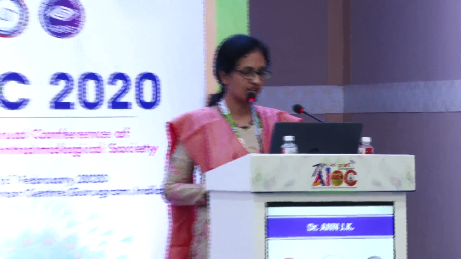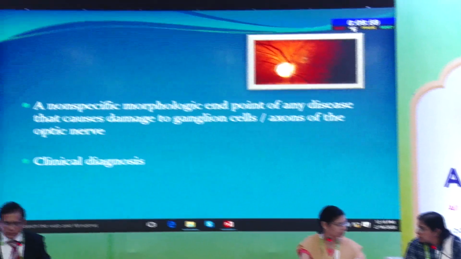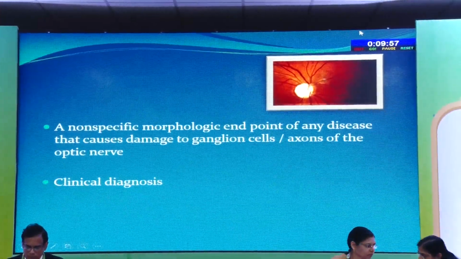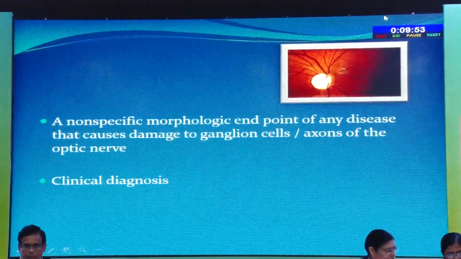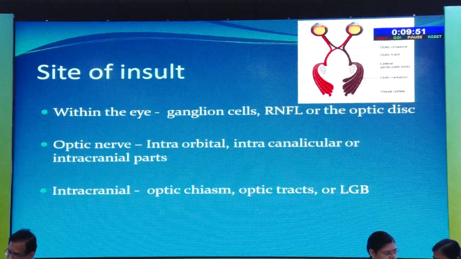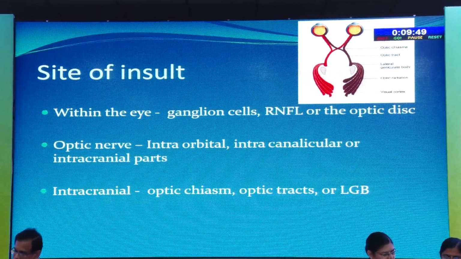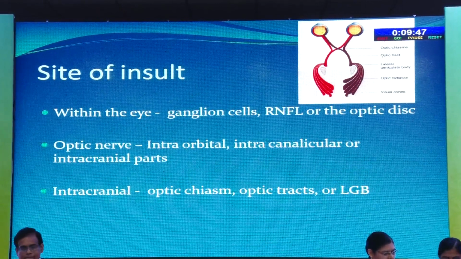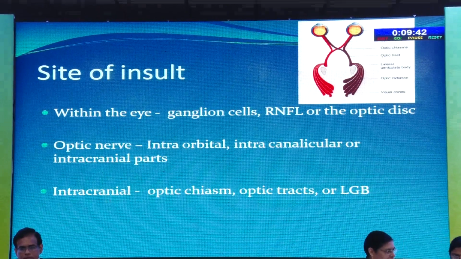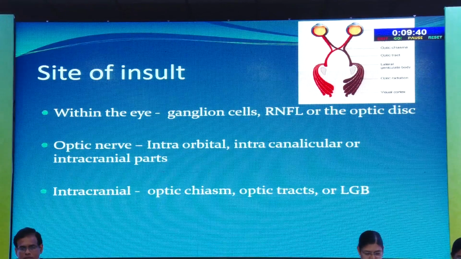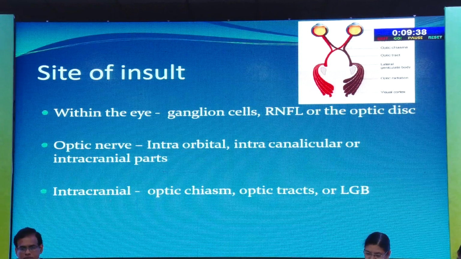My topic is pale disc. Optic atrophy is not a disease. It is a non-specific morphologic endpoint of any disease that causes damage to the ganglion cells or axons of the optic nerve. The site of insult can be either within the eye, that is ganglion cells or retinal nerve fiber layer, or the optic disc, or any part of the optic nerve, or intracranial such as the chiasm, optic tract, or lateral geniculate body.